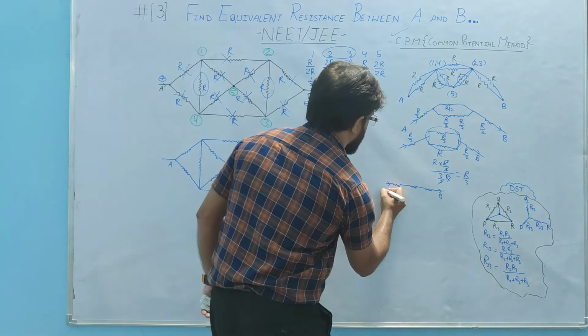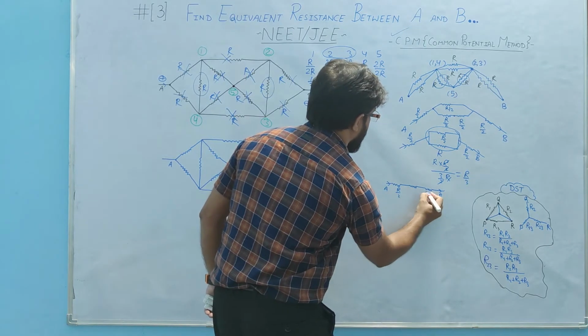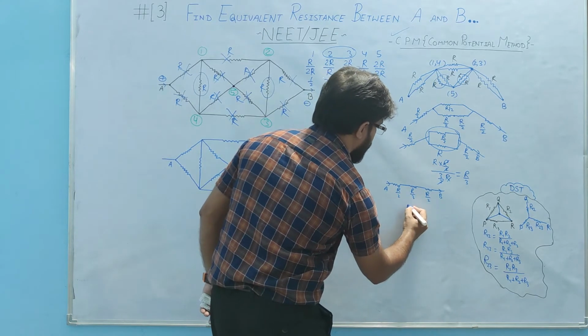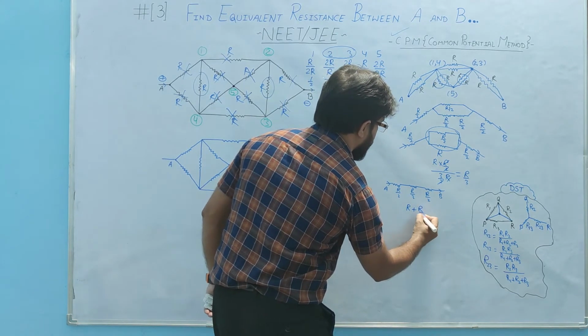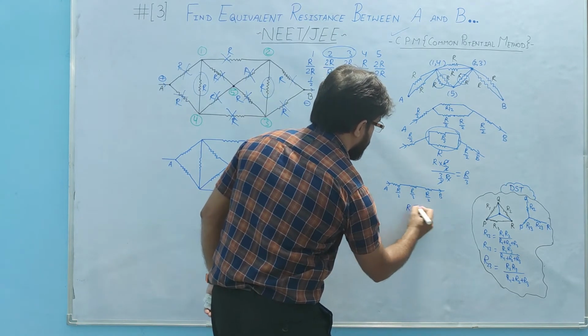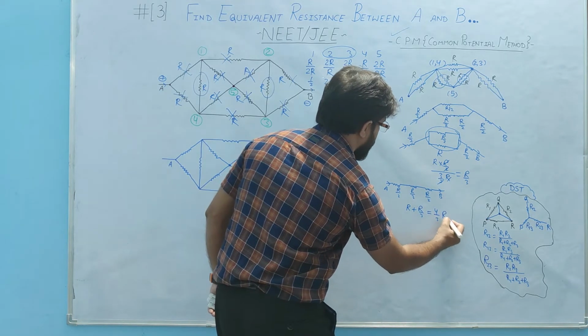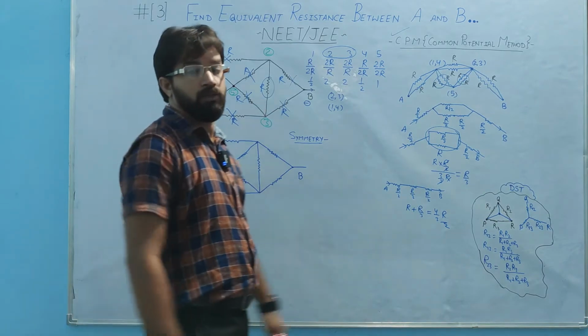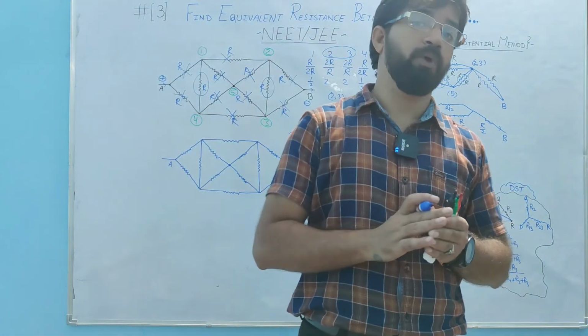This is B, this is A, R by 2, R by 2, R by 3. R by 2, R by 2, R plus this R by 3, all three in series, gives 4 by 3 R. This is our required result for this circuit. So that's how we have used the common potential point.